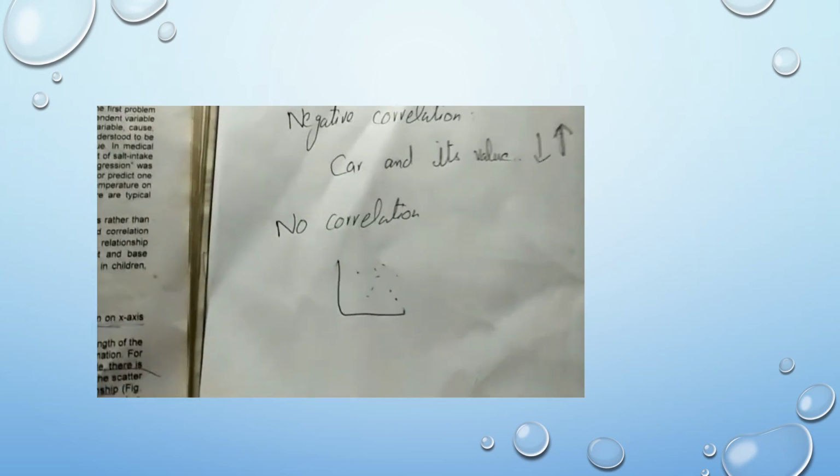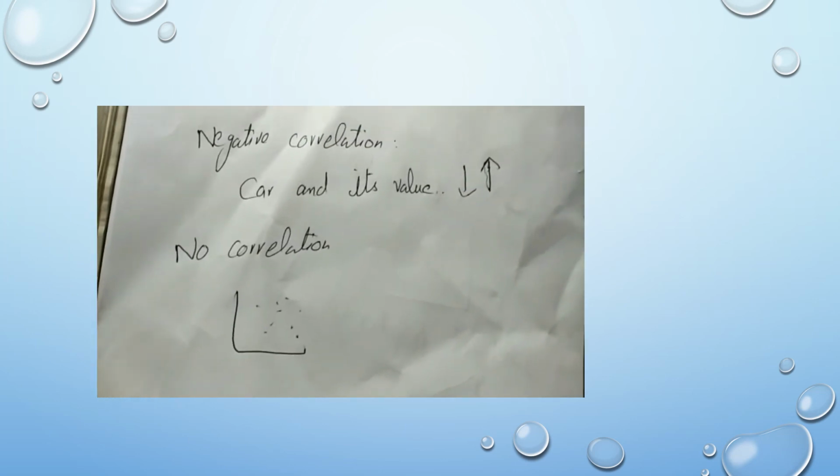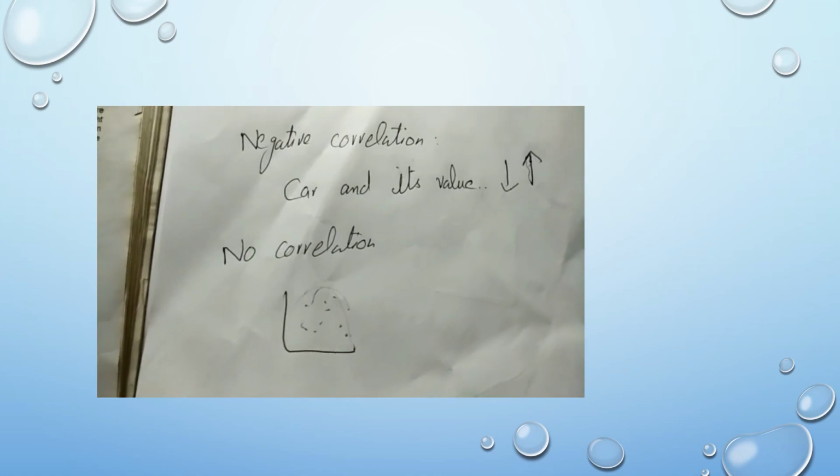No correlation, in which there is no effect on each variable, or the value of one variable remains the same. There is scatteredness in the diagram, so it means no correlation.